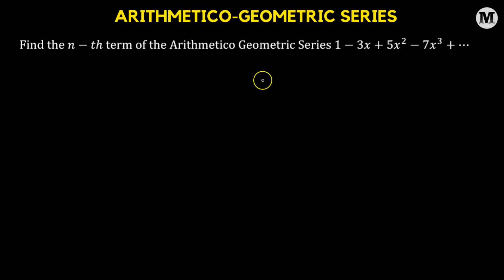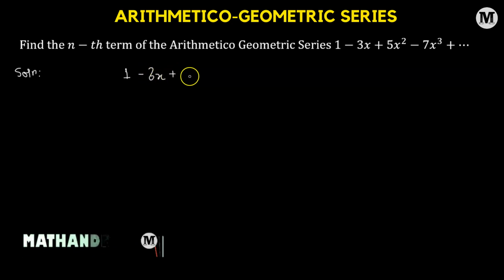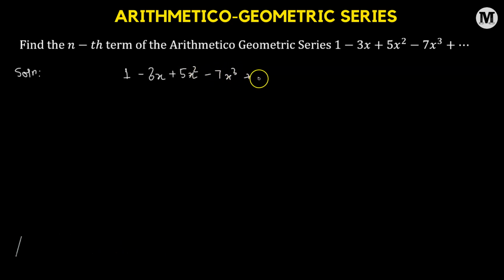Find the nth term of the Arithmetico-Geometric series. Let us begin. So here we have a series that has the first term as 1, next term will be negative 3x, followed by 5x squared, then negative 7x cubed, and the rest of the terms.